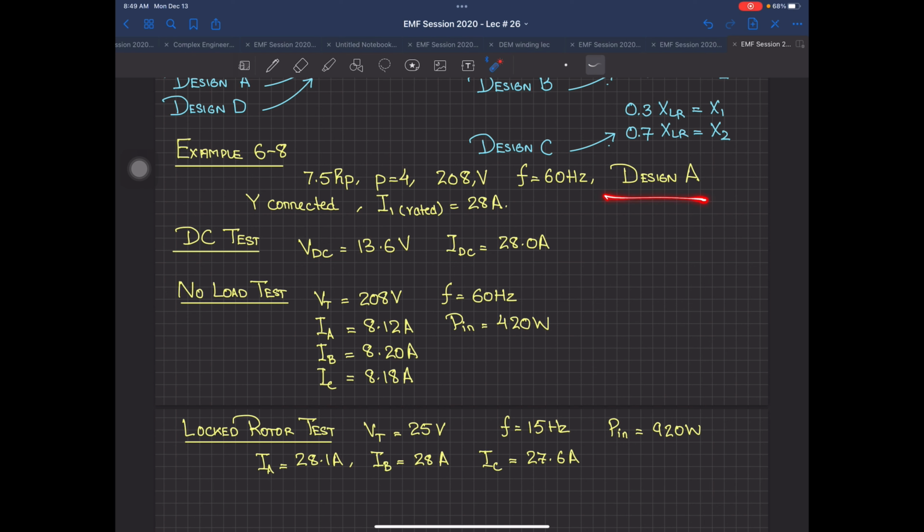This is a design class A. You have a frequency of 60 hertz, 208 volt. Since this voltage is not specified, it is always line to line, and you can also call this VT, that is the terminal voltage over there.